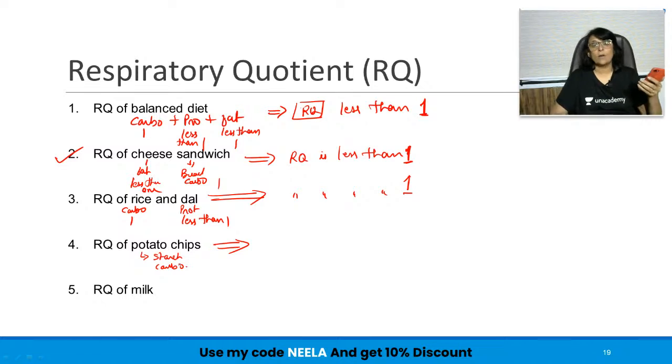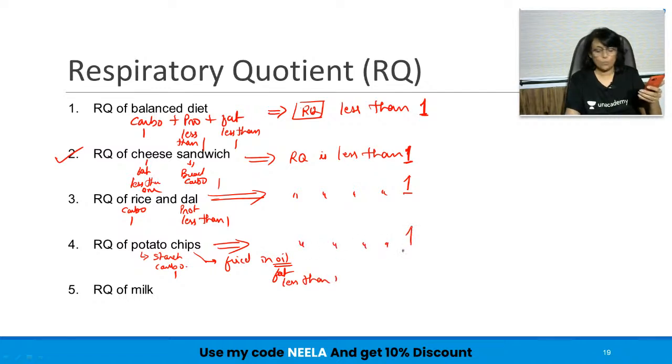How are these potato chips made? Would you eat those potato chips if they're not fried? And what is that thing in which you fry it? So these potato chips are fried in oil. And what is oil? Oil is fat. So here it is 1 and this is less than 1. So RQ is less than 1.